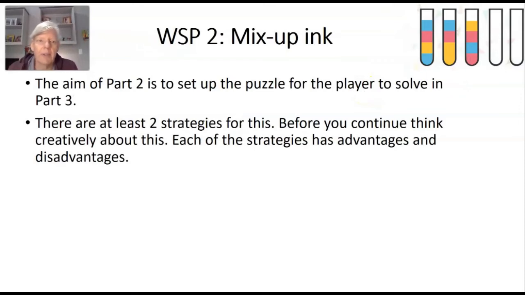Okay, so the aim of part 2 is to set up the puzzle for the player to solve in part 3. So now you know already what part 3 is all about. And I want to tell you, this is harder than you think to get to this point. There are 2 strategies, and both have advantages and disadvantages. You can choose any one. So I'm going to tell you the 2 strategies, and then you can select any one to implement. But both involve random numbers.